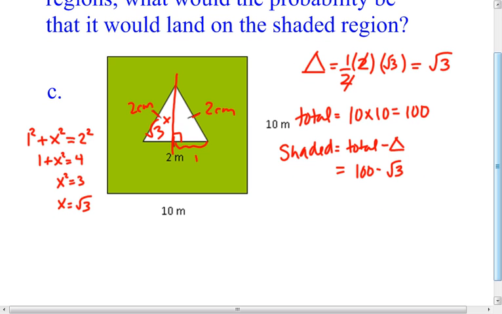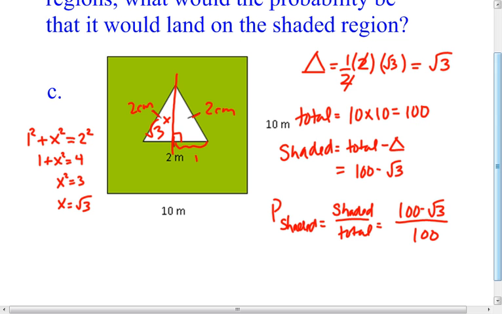And you can get a decimal for that, but I would prefer that you would just leave it like this in exact answers instead of trying to get decimals and rounding and whatever. Okay, so then the probability that it will land on the shaded, again, will be the shaded area over the total, which in this case will be 100 minus the square root of 3 over 100. And you can't reduce that anymore. I would prefer that you would leave it like that instead of as a decimal. That's the most exact answer you could give me. Okay?